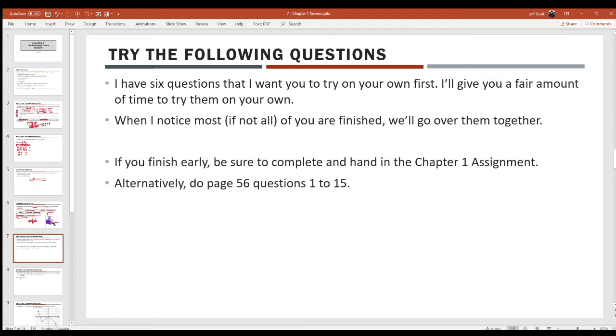So again, if you finish these questions early and there's still some extra time, you can jump right into finishing your Chapter 1 assignment. Or if you're done that, you can do page 56, questions 1 to 15. That'll be a really good review of Chapter 1. So again, give these questions a shot. If this is being shown in the class right now, just pause and we'll go over these in just a few minutes.